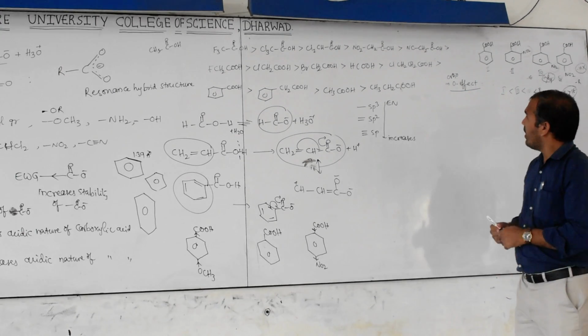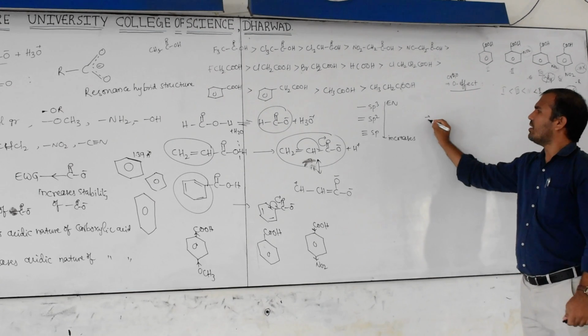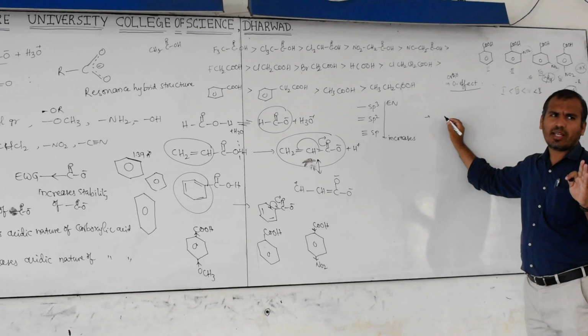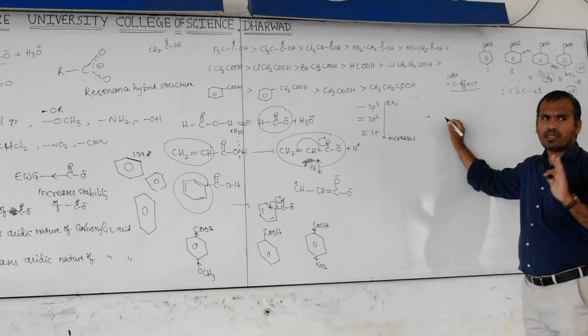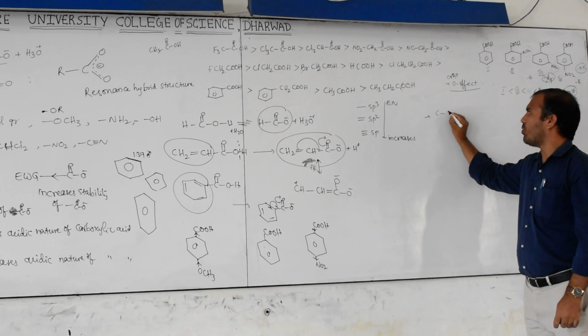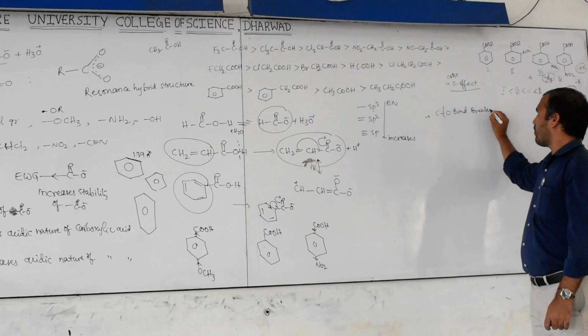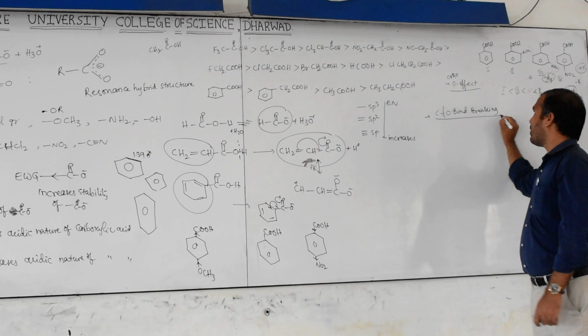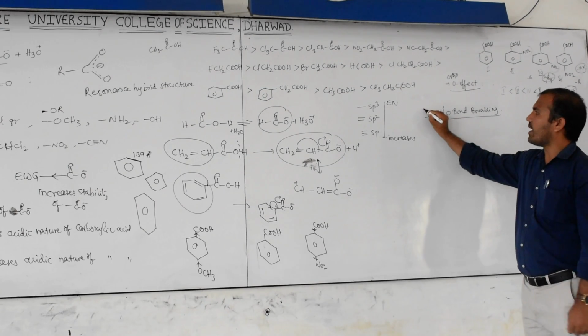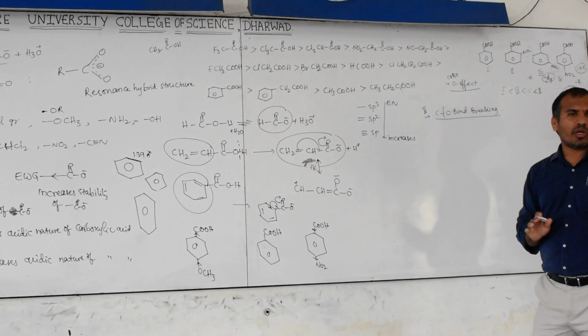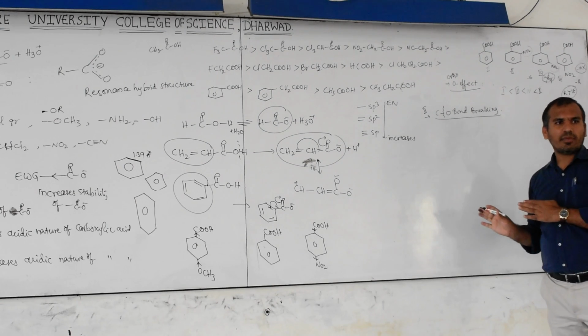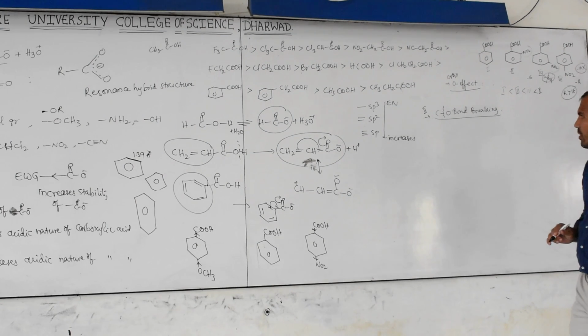Okay. Next, this is called the OH bond breaking reaction, and that part is completed. Next part is the CO bond breaking reaction. This is the second type. The first type is the OH bond breaking. The second type is the CO bond breaking reaction.